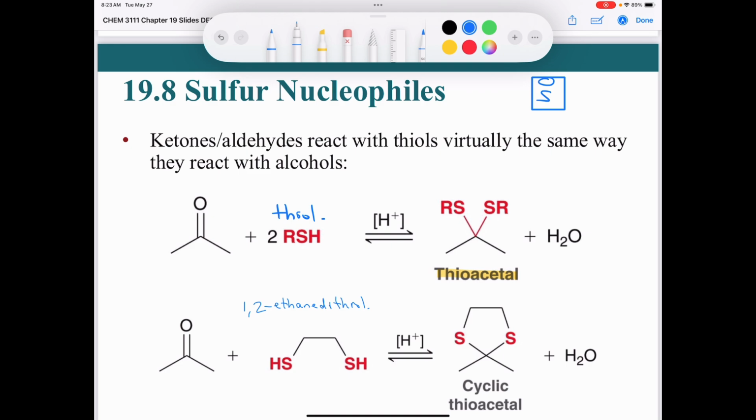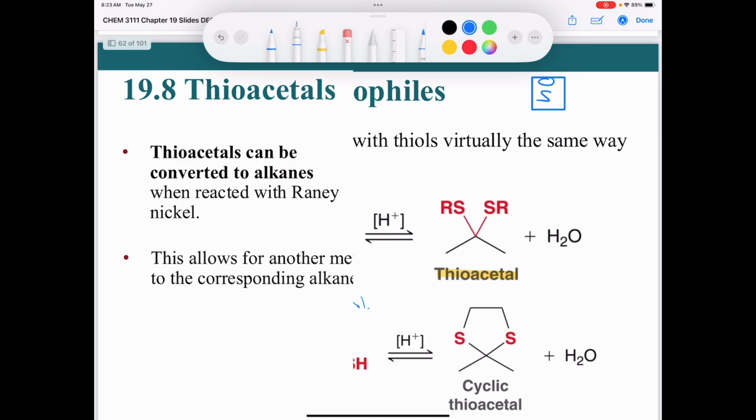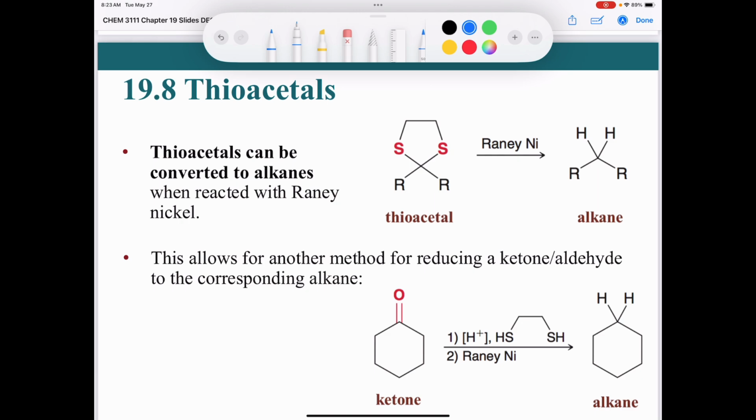Now you might be saying, okay, well, you taught me how to make an acetal, which has oxygens. Now we're learning how to make a thioacetal. Why would I even want to make a thioacetal? It's a good question. The reason you would want to make a thioacetal is because it gives you another way to reduce down to an alkane. So check this out. You can do this reaction. This is called desulfurization. And desulfurization is done with something called Raney nickel.